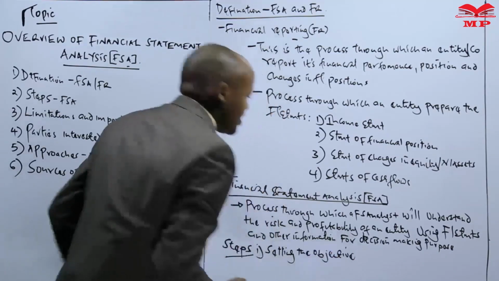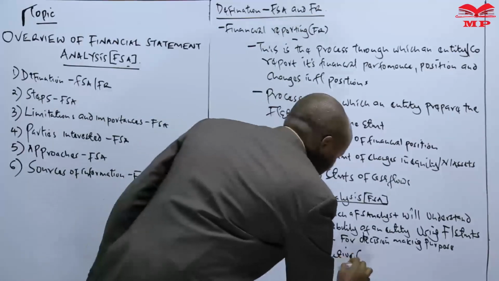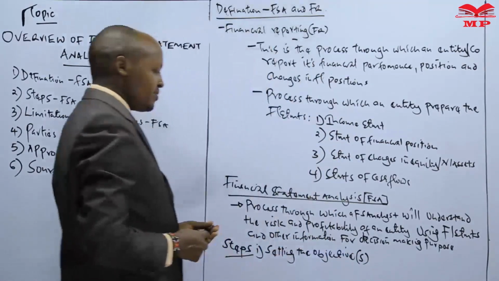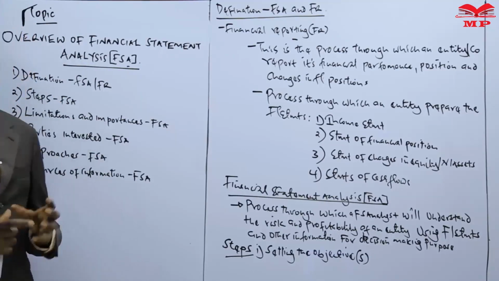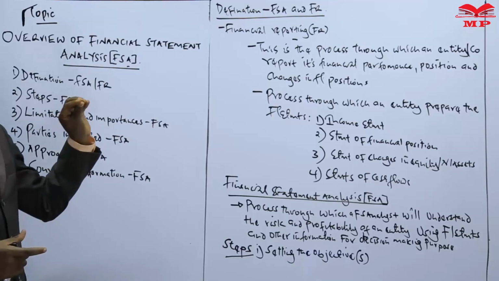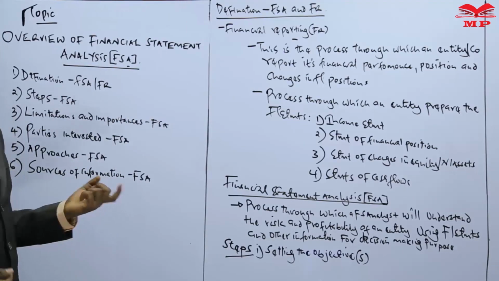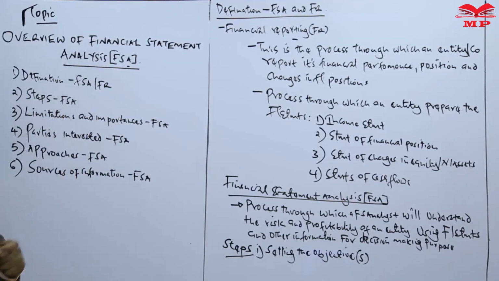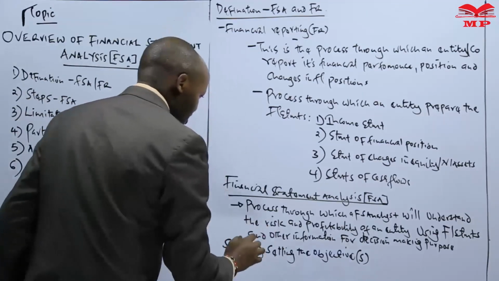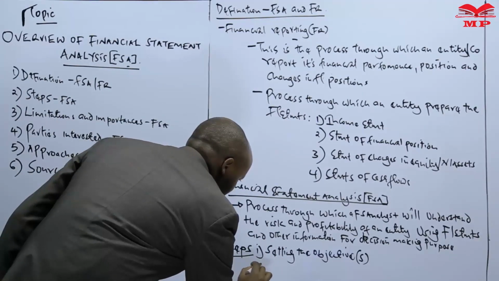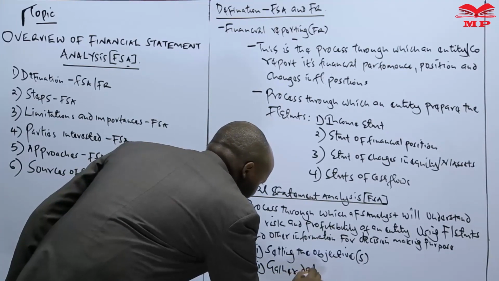Now, this particular step, that is setting the objectives of the analysis, is where the financial statement analyst will need to know why he needs to do that particular analysis, or basically why he needs to analyze the financial statements of a company, plus the other information which may be accompanying those financial statements. Now, once he has set those objectives, number 2, he needs to proceed and gather data.